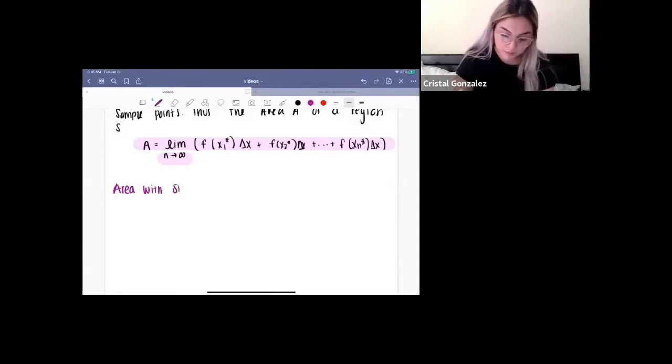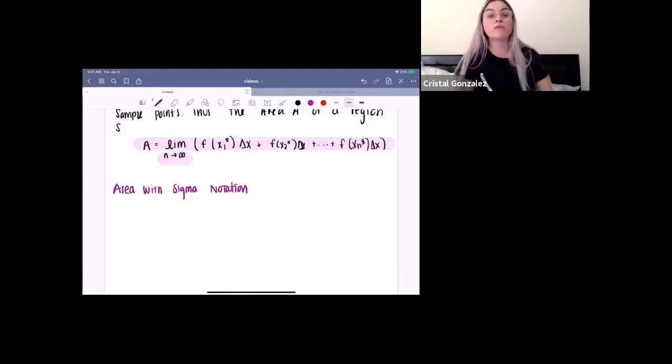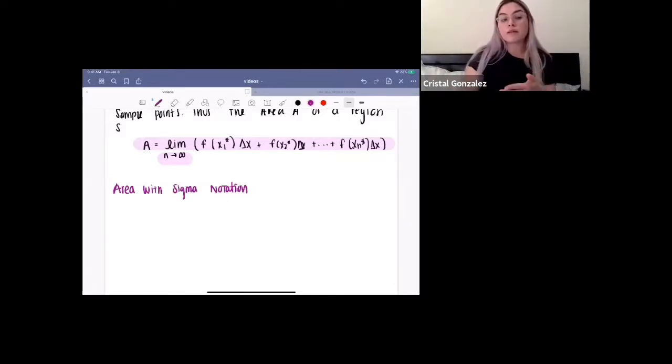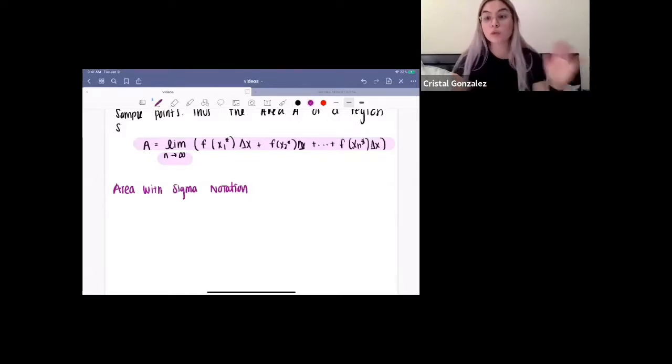So, area with sigma notation. In order to evaluate these values with sigma notation, if you were really paying attention in that first video, those formulas that I gave you for the sum of i, the sum of i squared, and the sum of i cubed are really going to come in handy when you're evaluating these, especially when you're taking that limit to infinity. So keep that in mind.